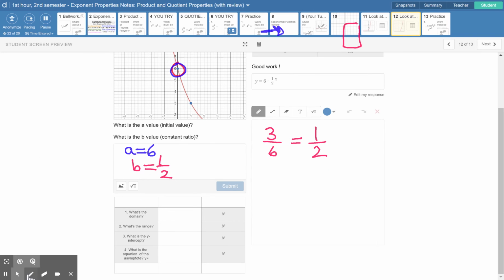The domain is going to be the same as it was. It's going to try its hardest to go left and right forever. So we call that negative infinity to positive infinity. It's going to try its hardest to go down to 0 and up to positive infinity. Y-intercept is 0, 6. And then the asymptote is y equals 0.